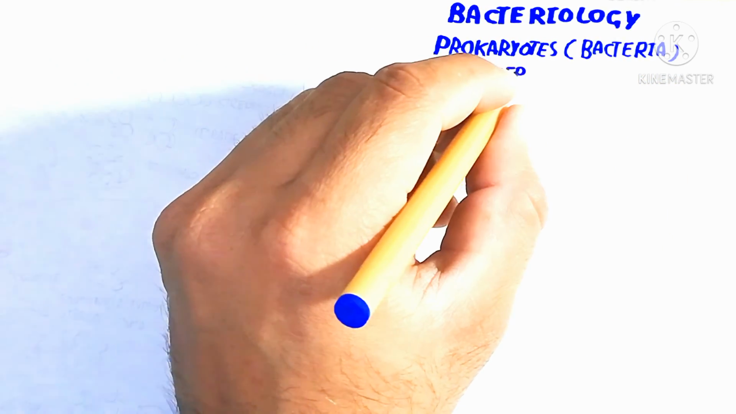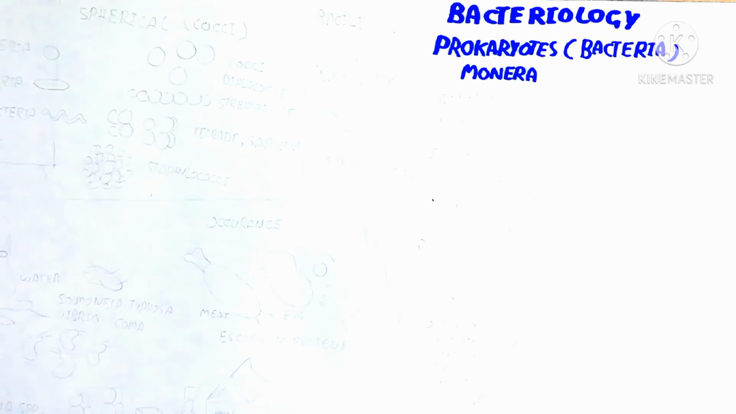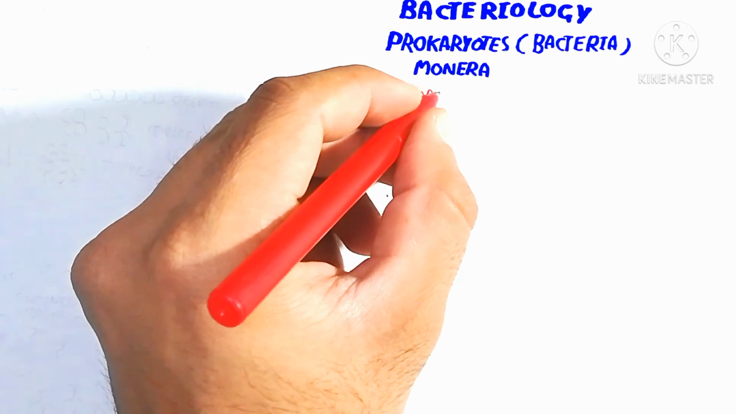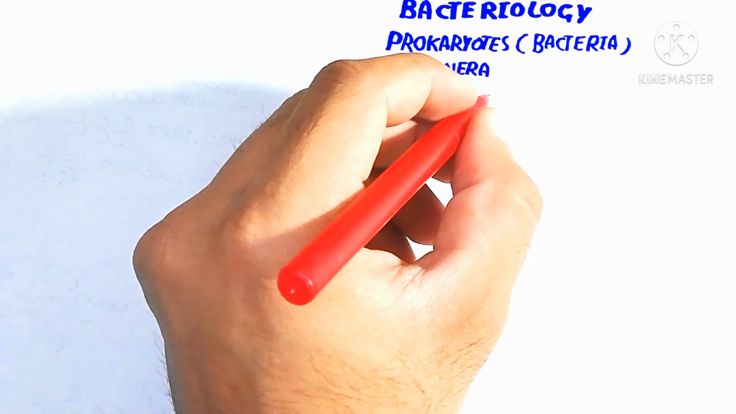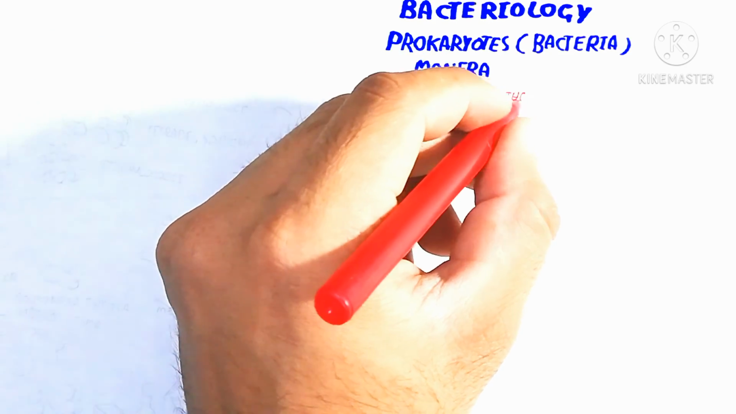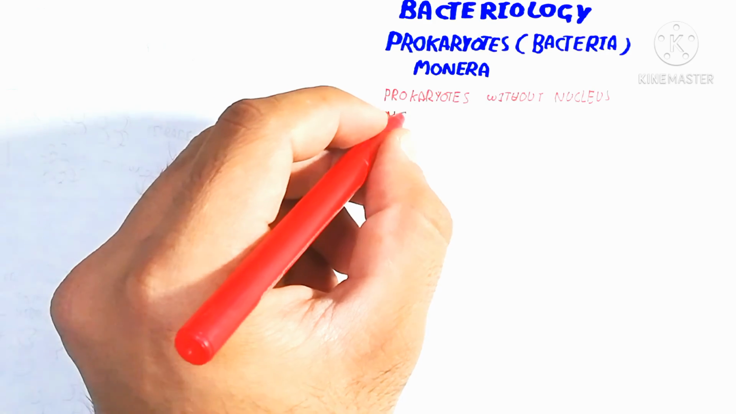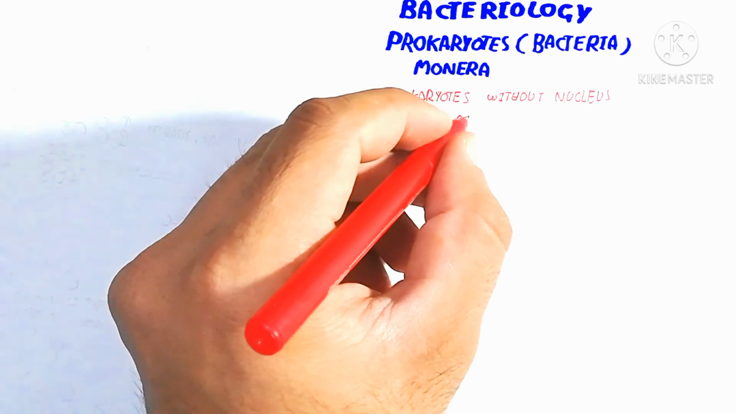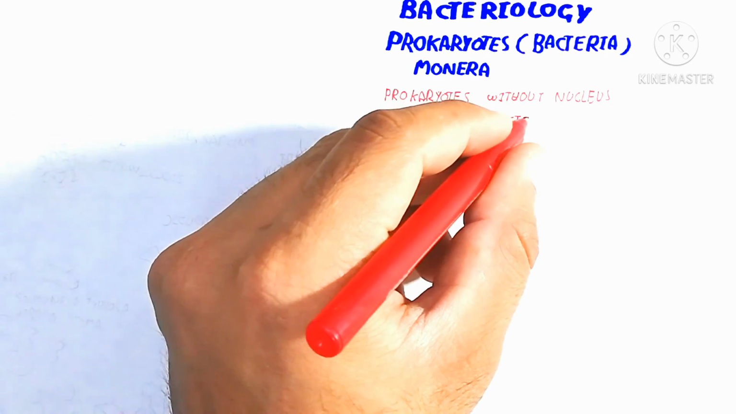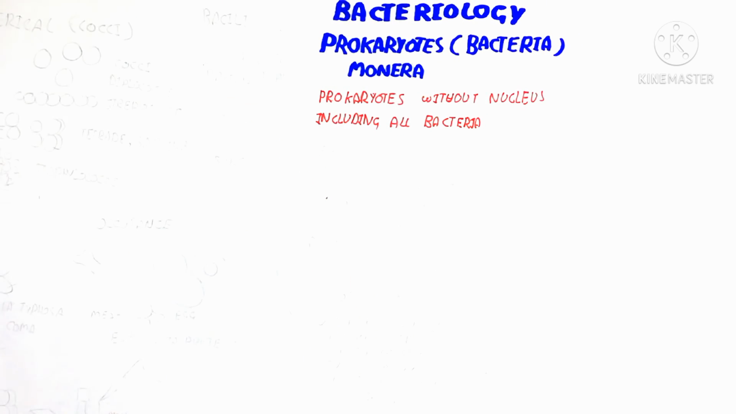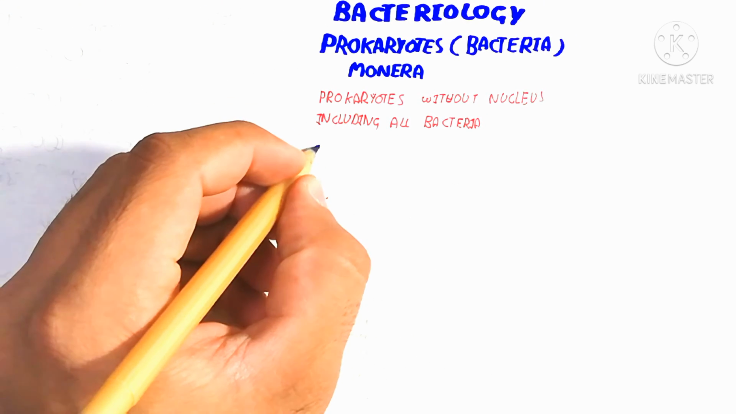Prokaryotes means bacteria, which are without a nucleus. On the other hand, eukaryotes, like humans, have a true nucleus. Prokaryotes are classified in kingdom Monera. So prokaryotes, without a nucleus, include all bacteria. It is important to know that bacteria contain two types of DNA.